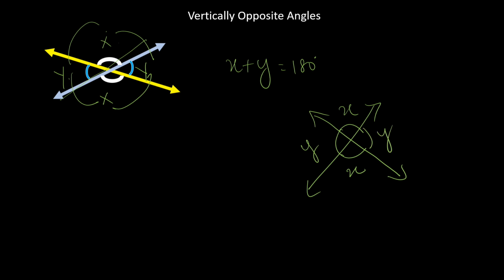And this is about parallel lines, perpendicular lines, linear pair angles and vertically opposite angles. Just go through it again, and check my next video about transversals and parallel lines.